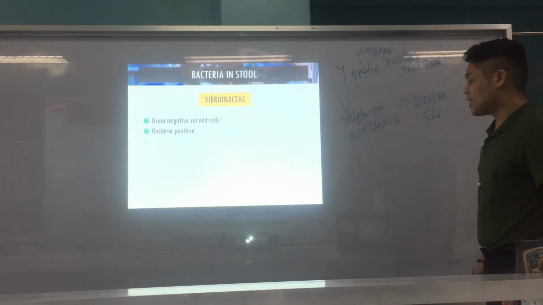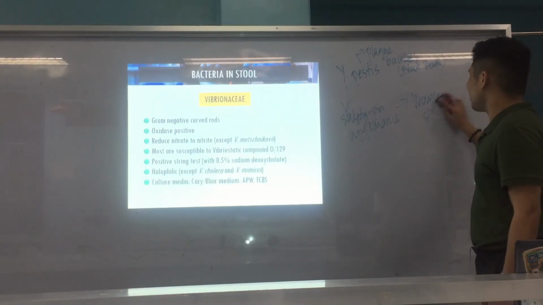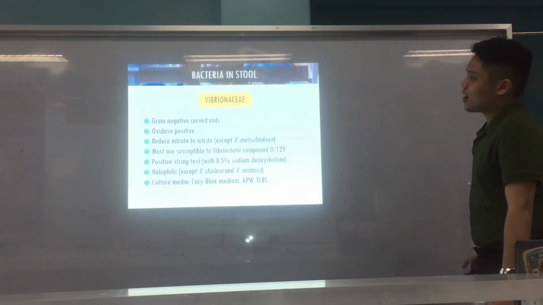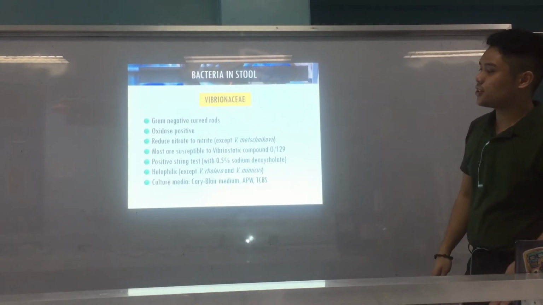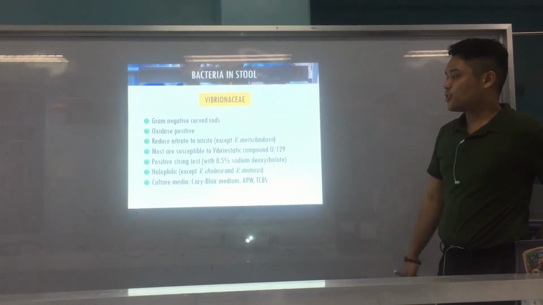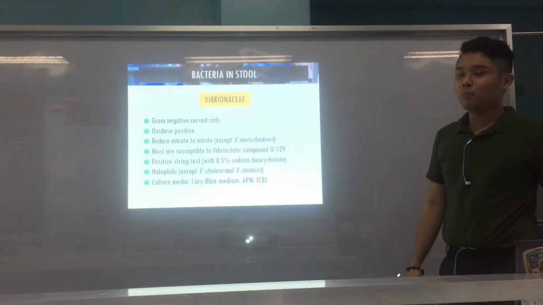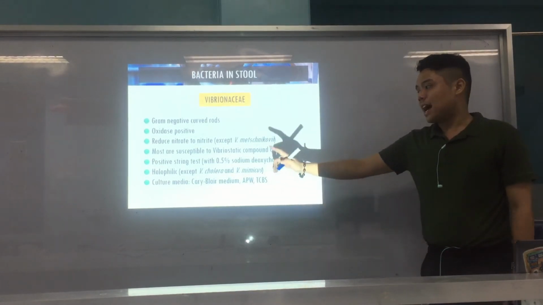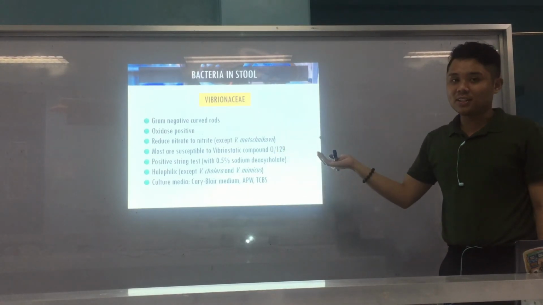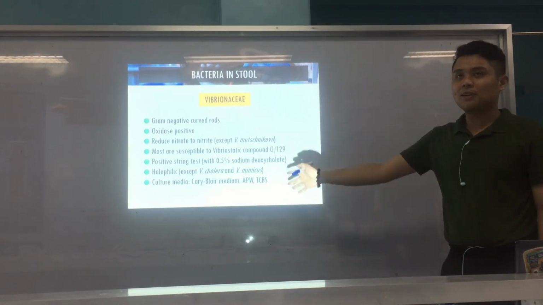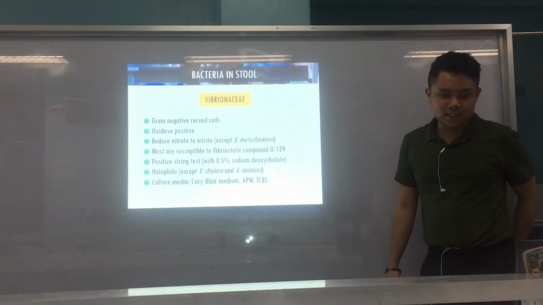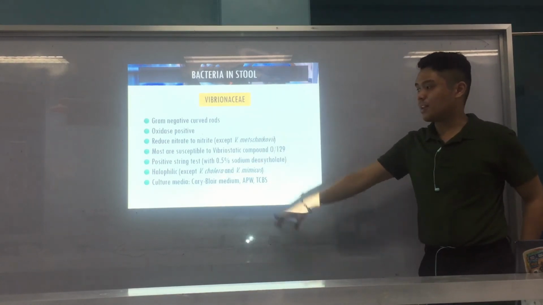Alright, so we'll now go to the Vibrios. These are your non-enteric GI pathogens. First, they are gram-negative curved rods, oxidase positive, reduce nitrate to nitrite, susceptible to vibriostatic compound 0129, positive on the string test using 0.5% sodium deoxycholate, and halophilic, except for Vibrio cholerae and Vibrio mimicus. Culture medium: Cary-Blair for transport, APW for enrichment or also for transport, and TCBS, the culture medium of choice. I hope you are somewhat familiarized with this.